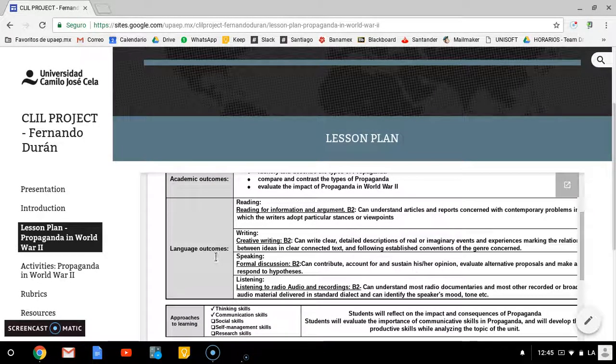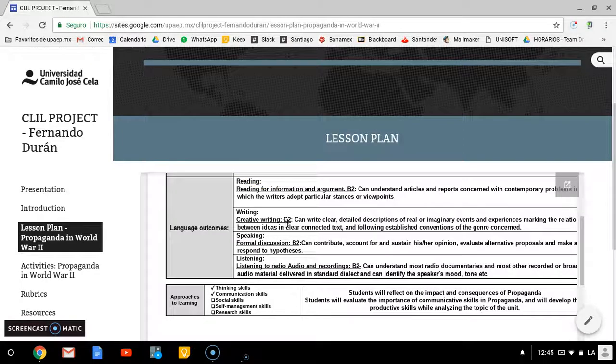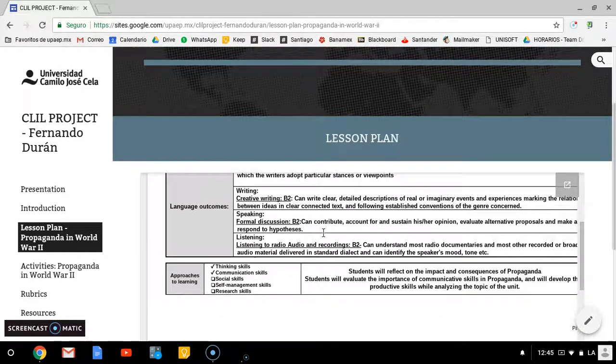And then the language outcomes are divided into four different skills: reading, writing, speaking, and listening. I also used the Common European Framework of Reference, and I have chosen four specific descriptors of the B2 level. For example, in reading, we are talking about reading for information and argument. In writing, we are trying to address creative writing, in speaking, formal discussion, and in listening, radio, audio, and recordings. So we are trying to focus our work on those specific skills.